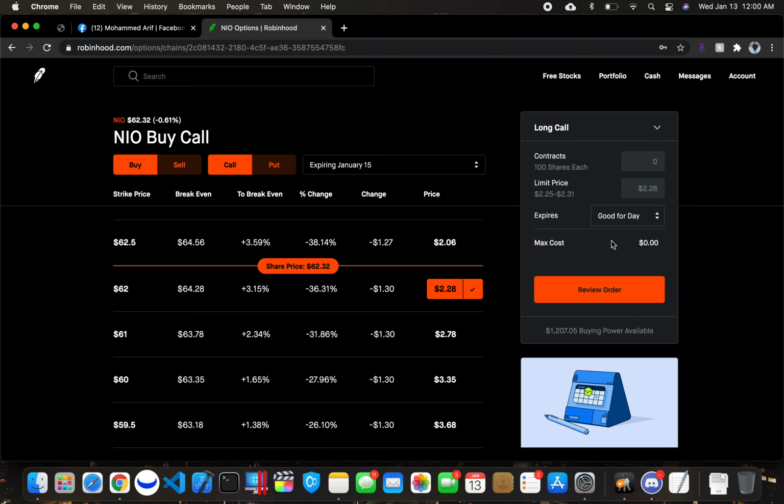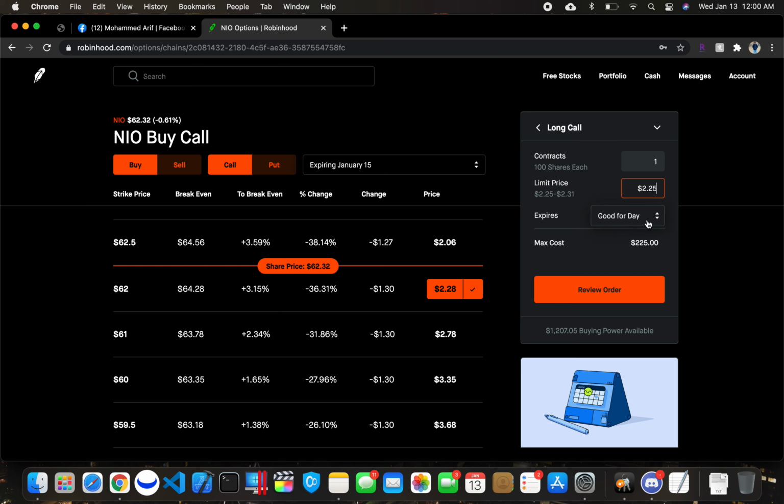If we go ahead and click continue, here you will see contracts. You see it says 100 shares each. So if you buy one contract, you'll be buying 100 shares of that contract, and you'll be paying $228, as you can see here, and expires. A lot of people get confused by this. This means you're setting a limit order here at 225, 231. You can choose your price limit. If you want to buy it at 225, you can select 225. So if someone is selling it for 225, you'll buy it at 225.